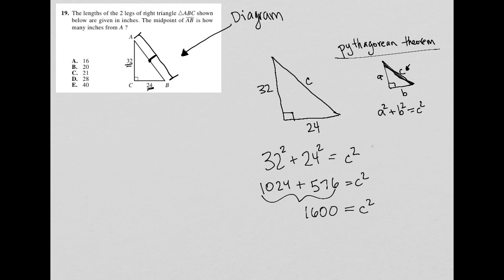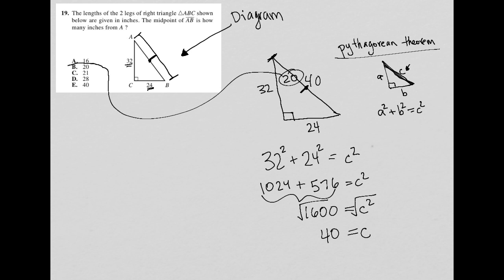Now to find the value of C, I need to square root both sides here. So the square root of 1,600 is 40. So 40 is equal to C. And therefore, right, I'll just erase this C for now, this entire length is 40, which means if I were to have a point halfway through, the length from the end point to the halfway point must be 20. And therefore, the correct answer here is choice B.